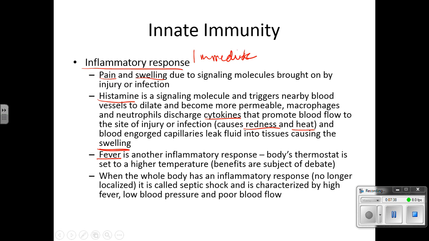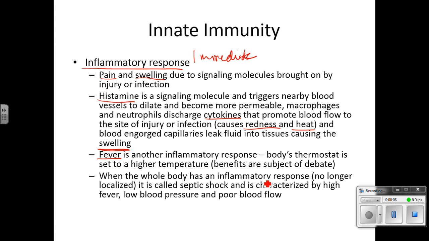Your fever is actually another inflammatory response. The body's thermostat is set to a higher temperature, and that's going to help to kill the bacteria and the viruses. The benefits of that are really kind of a subject of debate. Most doctors will now tell you that if your fever is really low, like 99 or 100, not to maybe treat it because it might be helping to kill the pathogen. But then at some point the fever gets too high and it actually causes harmful effects.